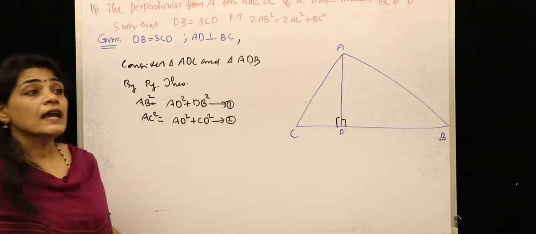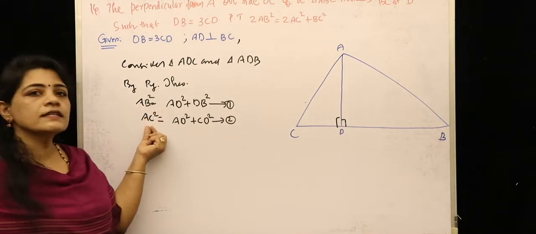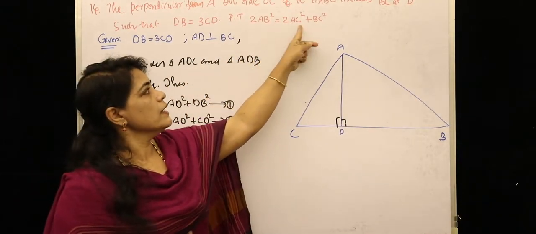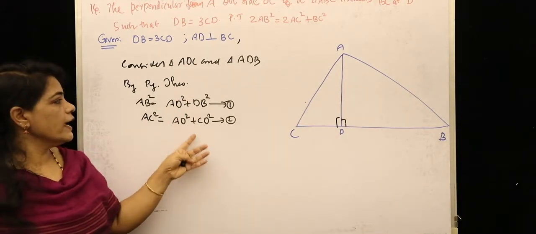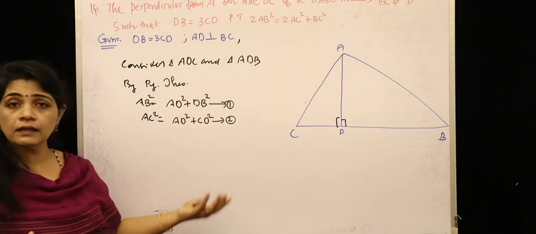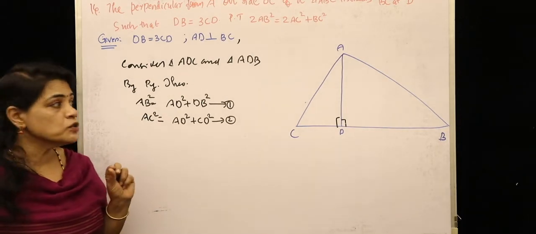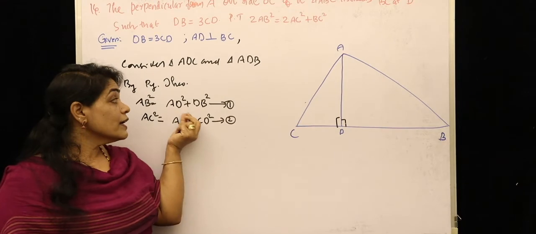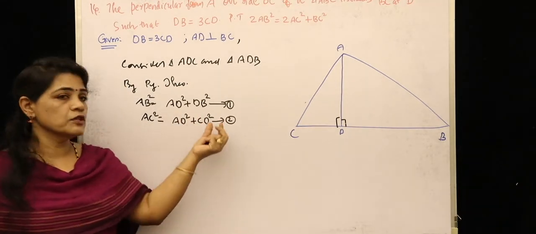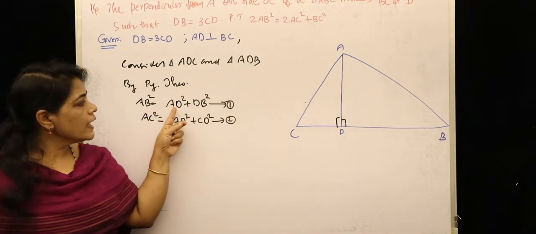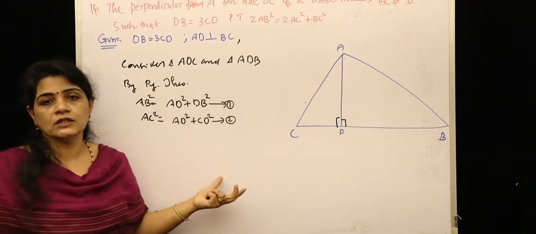See children, after getting these two, we need AB square and AC square here. In the RHS part of these two equations we have AD, DB and CD. We don't want this in our required proof. So in order to eliminate or cancel one of the terms from these two, what is that? See children, AD square and AD square. How does this term get eliminated? We don't want that one.